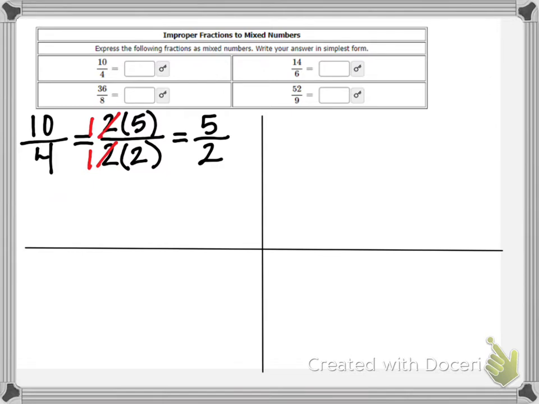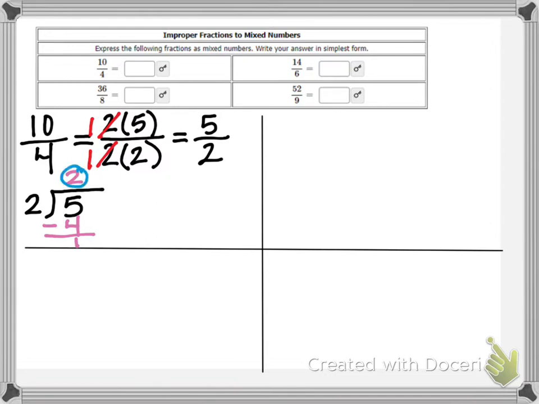Now that it's simplified, I'm going to convert it to a mixed number. To do that, I'm going to do long division. The divisor is 2 and the dividend is 5. I want to see how many times the divisor 2 fits evenly into the dividend of 5. Well, it fits twice. Then I multiply 2 times 2 to get 4, and when I subtract, I see I have a remainder of 1. So I need my quotient and my remainder and my original denominator to create my mixed number. So I'm ready to write my mixed number.